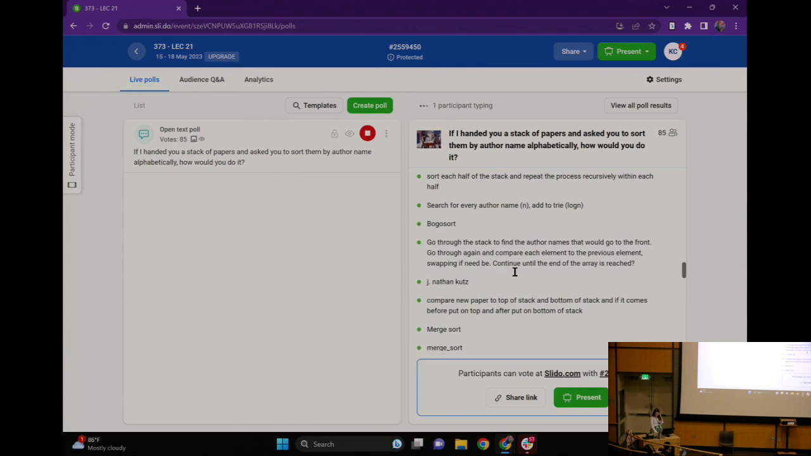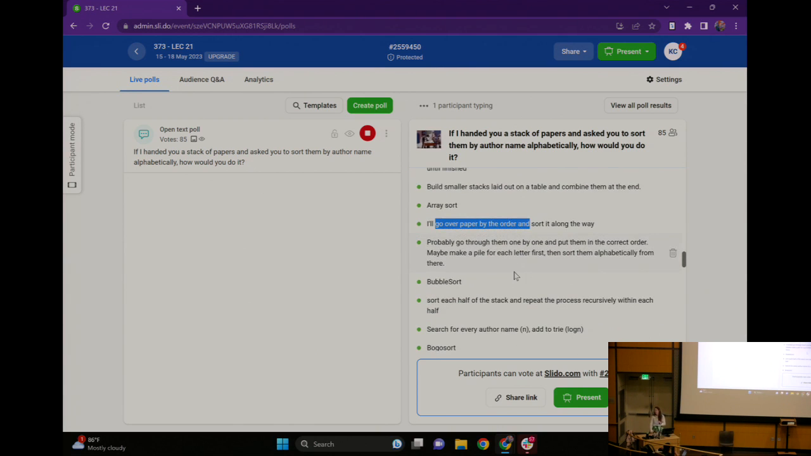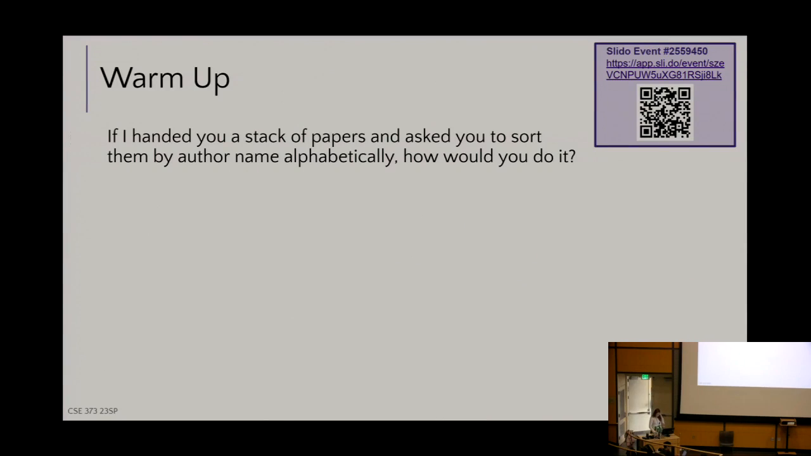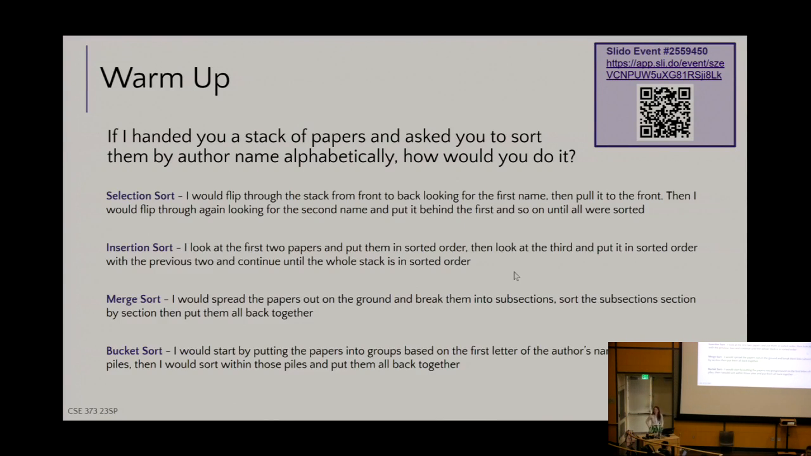Okay, fun. If you are curious, I am not going to go over bubble or BOGO sort. If you're not familiar with those, go out onto the internet and have a good time. Okay, so here I tried to imagine what some of y'all might say. I thought it was fun to get our brains starting to think in terms of sorting.